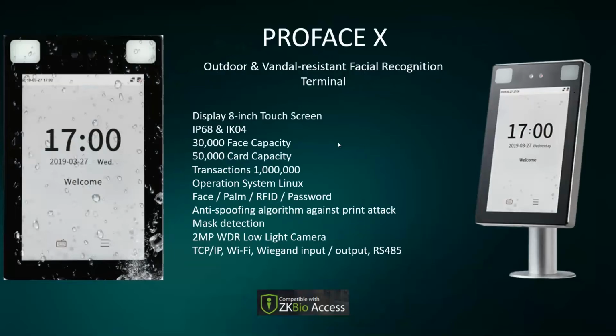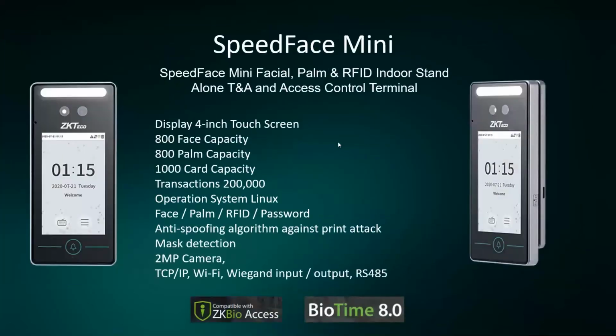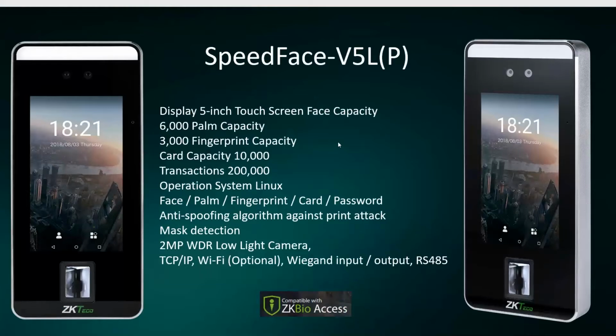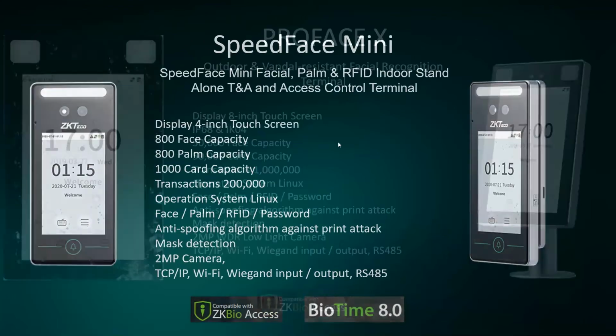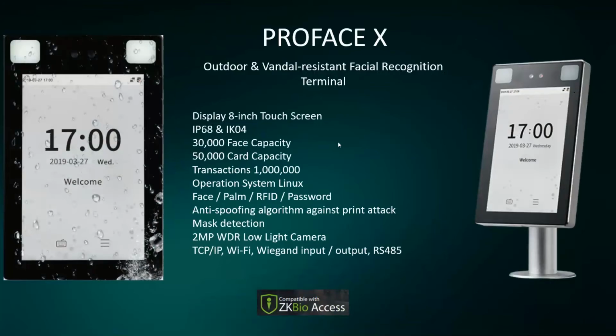Just to summarize, we've got the SpeedFace V5L, which is your indoor, more sophisticated, more prime level series. It supports fingerprint, palm, face, card, and password. Then we've got the SpeedFace Mini that can only support facial, palm, and RFID. Much smaller, but more affordable for smaller companies, medium companies, more affordable for the entire market. And then obviously we've got the PROFACE X, which is the flagship of the entire series.